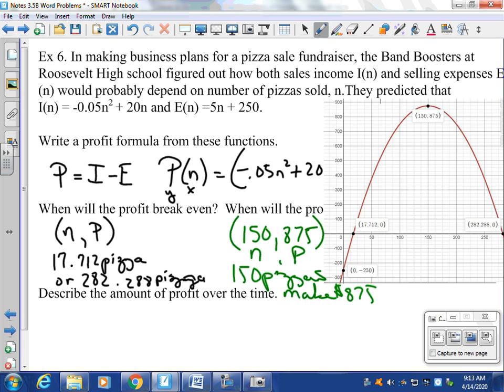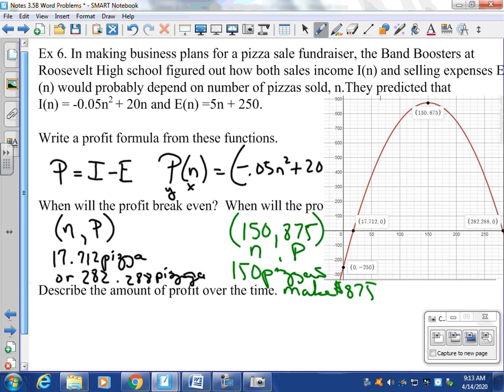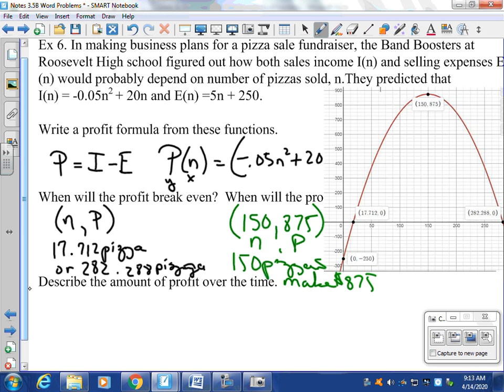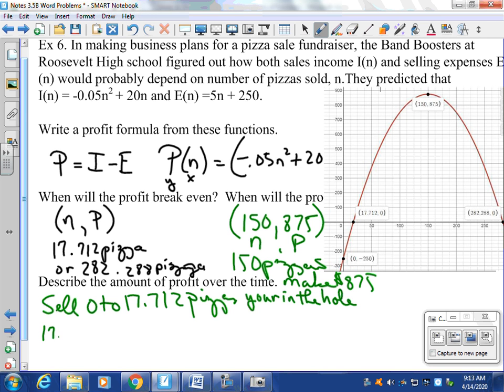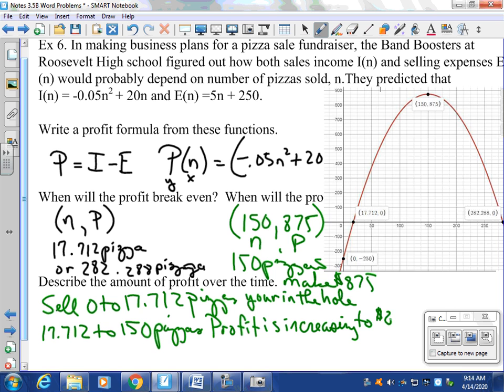So now it's saying describe the profit over time. When it says over time, it doesn't really mean time, it means your number of pizzas. So when you sell from 0 to 17.712 pizzas, you're in the hole. From 17.712 to 150 pizzas, your profit is increasing to 875 at the most.